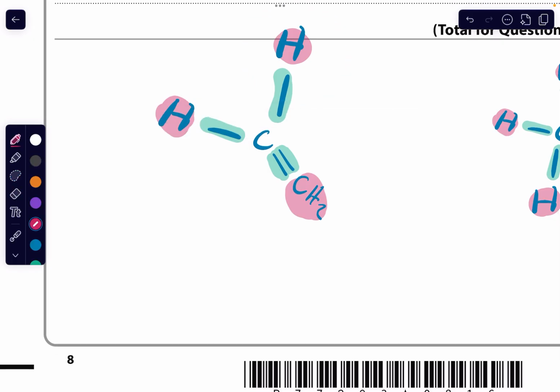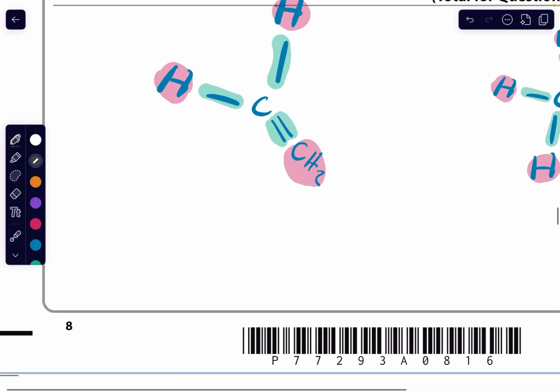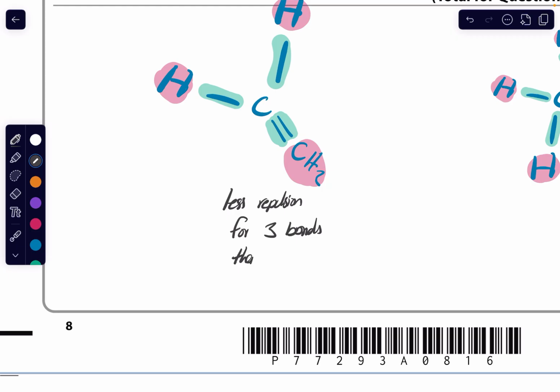The way that they want you to word this is that there's less repulsion for 3 bonds than 4, because there are fewer things. You could also mention this bit. So this is the mark that I got right here: double bonds repel more than single.